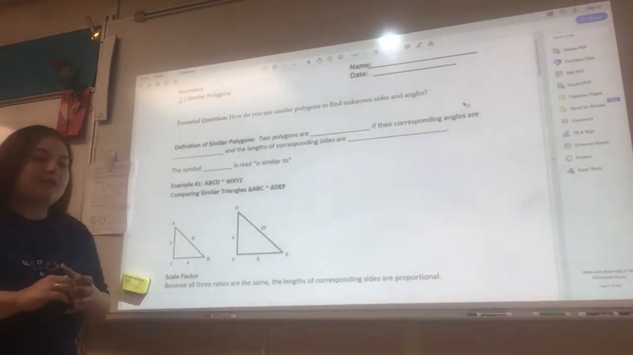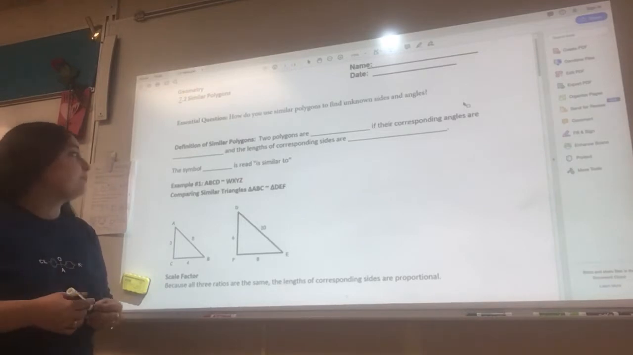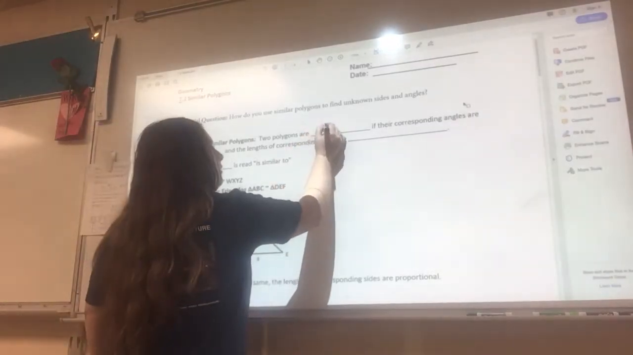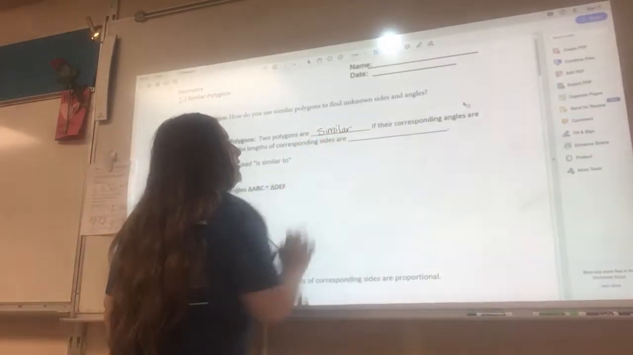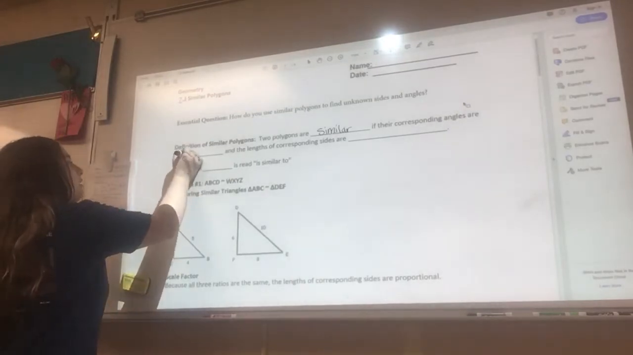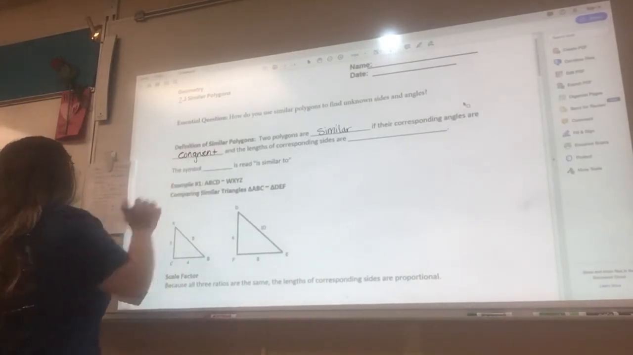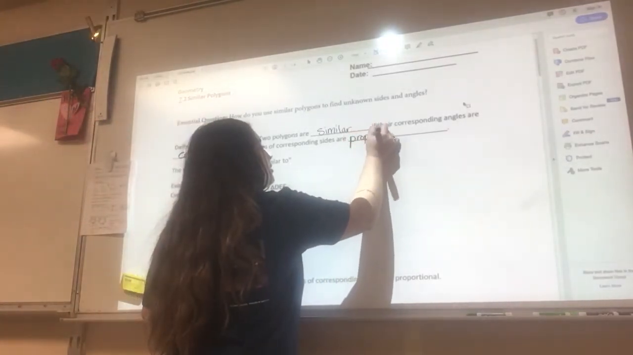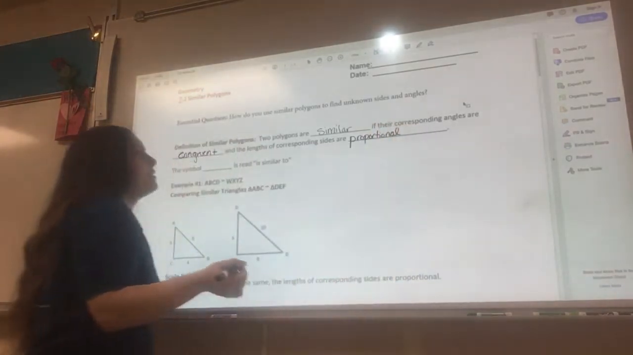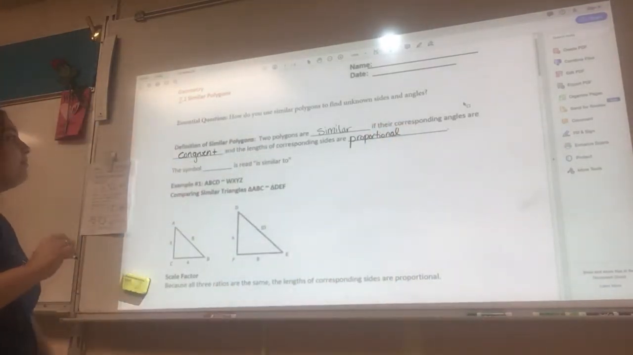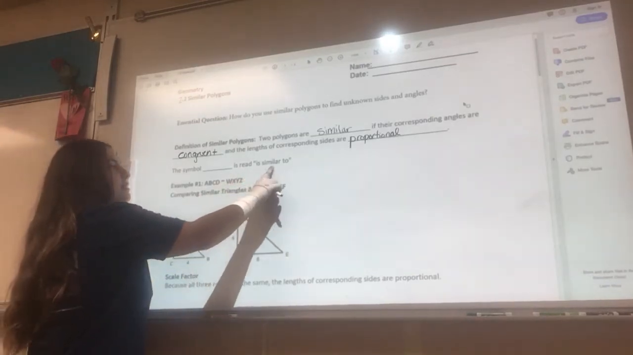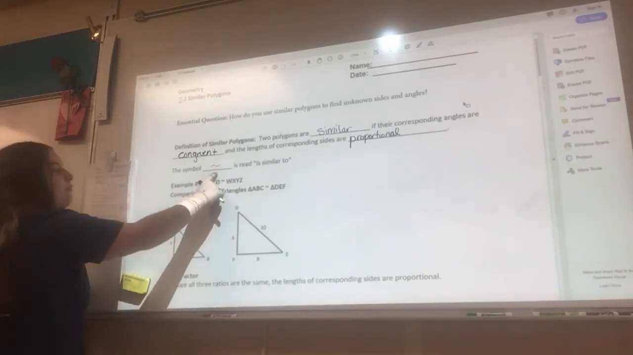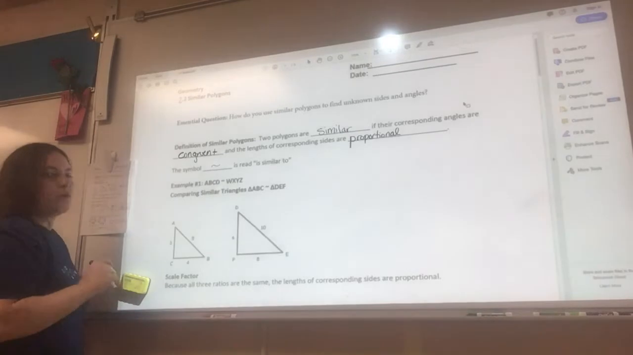So our first thing we need to understand is the definition of a similar polygon. The definition says two polygons are similar if their corresponding angles are congruent and the lengths of the corresponding sides are proportional. So again, we're back to that proportional aspect of what we learned in 7-1 with ratios. The symbol that means similar to is a lovely tilde. So remember that. We're going to be using that and you'll be seeing it in examples.